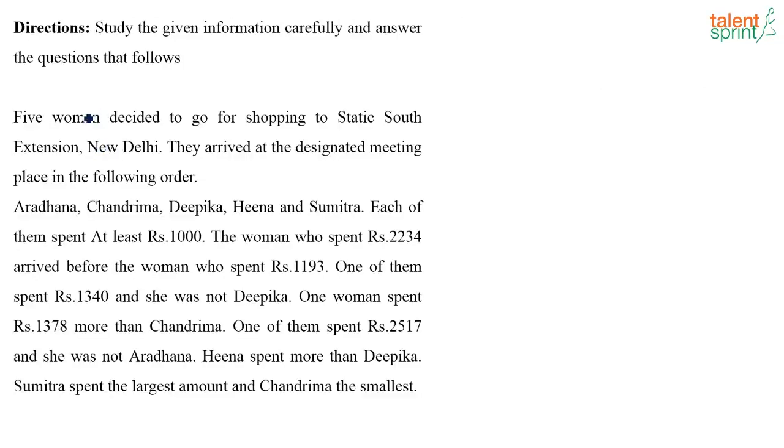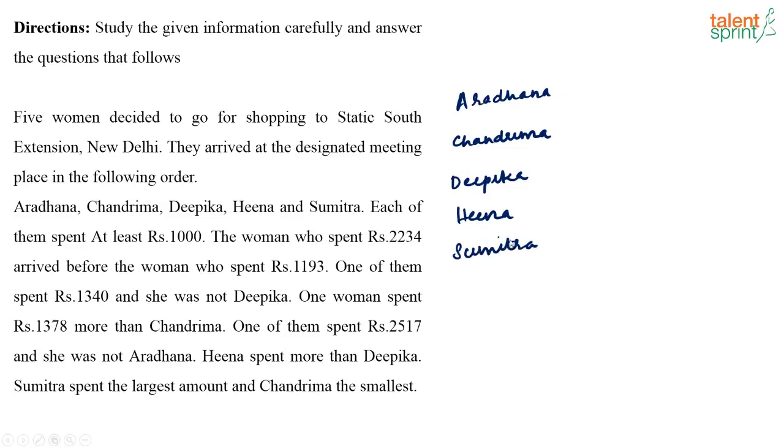Yes. What is given here? There are 5 women who decide to go for shopping to South Extension, New Delhi. They arrived at the designated meeting place in the following order. So this is the order in which they have arrived. So who comes first? First Aradhana comes, then Chandrima comes, then Deepika comes, then Hina, and then Sumitra. So this is the order in which they are coming. Now what are they saying next?